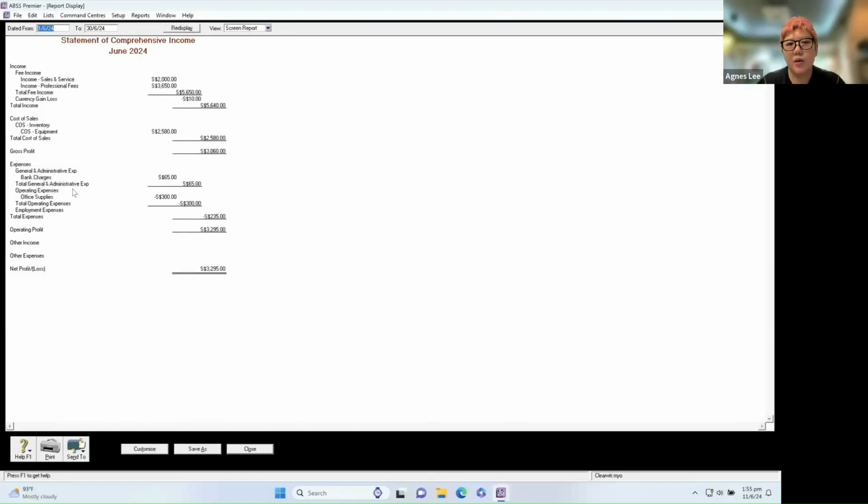Without a Singtel bill, without internet, I still can operate the business. Why? So long as I have a physical place to sell the mobile phone. So that's all about direct costs and indirect costs.